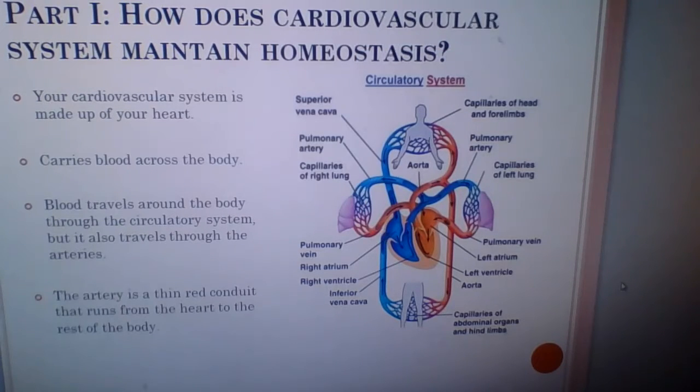Okay. How does the cardiovascular system maintain homeostasis? Now, your cardiovascular system is made up of your heart. It is the role of the circulatory system to carry blood across the body. Blood travels around the body through the circulatory system, but it also travels through the arteries. The artery is a thin red conduit that runs from the heart to the rest of the body.